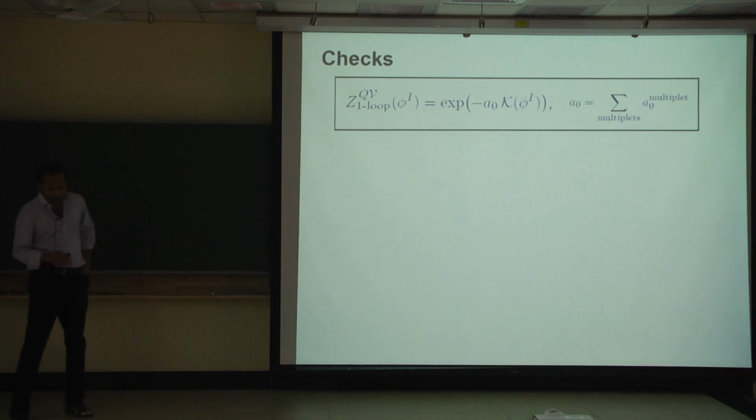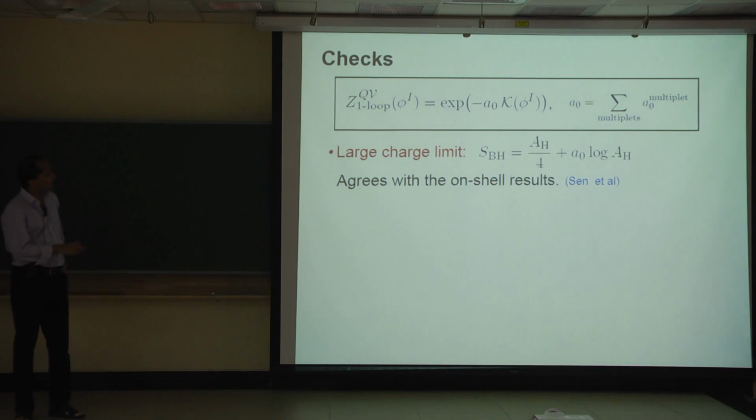So this is the main formula. When you take all charges to be very large, you can show that our formula reduces to something like this, where the coefficient, so this is Bekenstein-Hawking, is the log correction, and this A0 is literally the A0 that I told you about. And this A0 has been computed by on-shell methods by many people, as I showed you earlier, Sen and collaborators, and also Finn and collaborators, and it agrees.